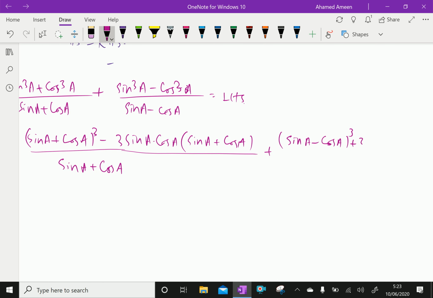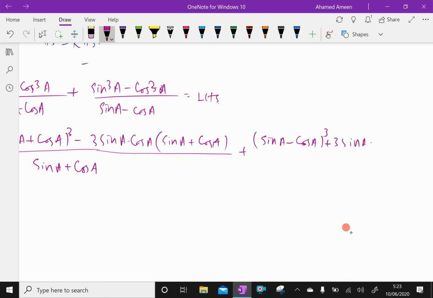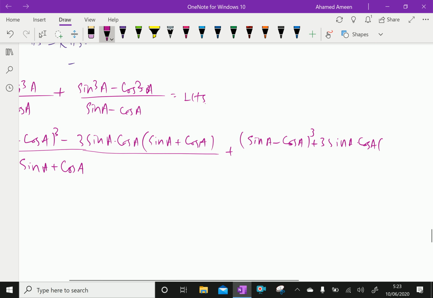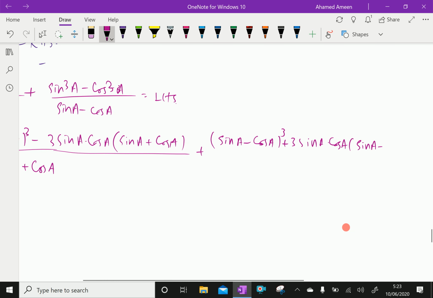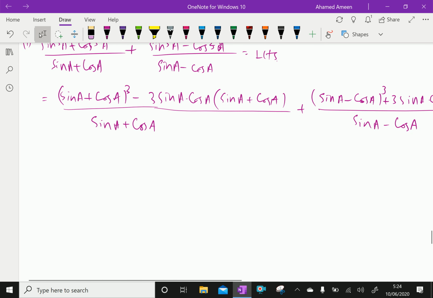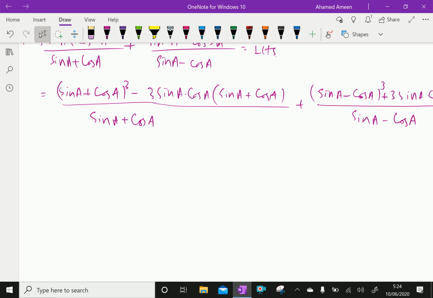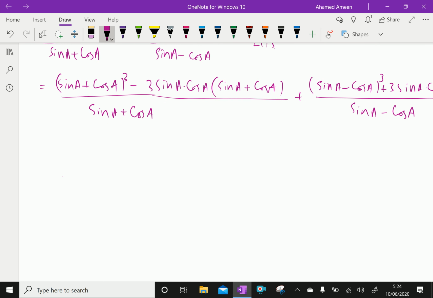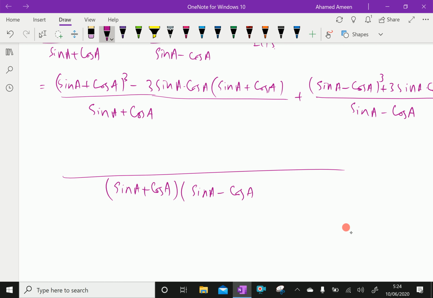Here plus comes plus 3 sin A cos A into sin A minus cos A over here sin A minus cos A. Now I'll take LCM as sin A plus cos A into sin A minus cos A.